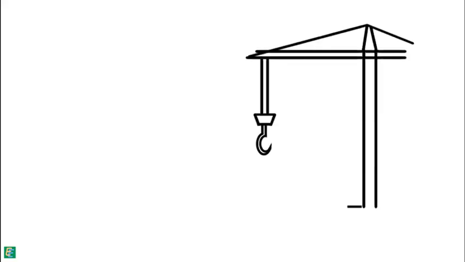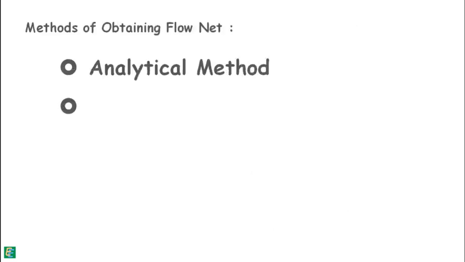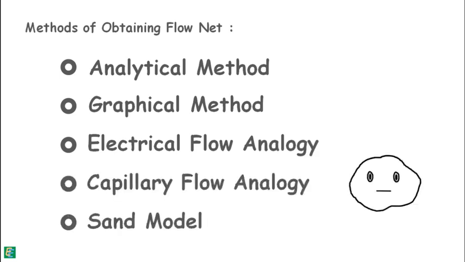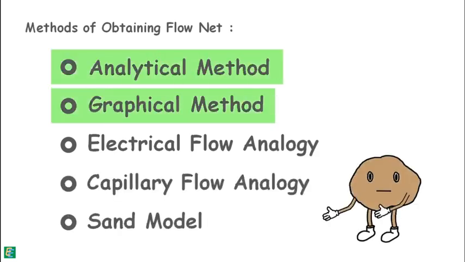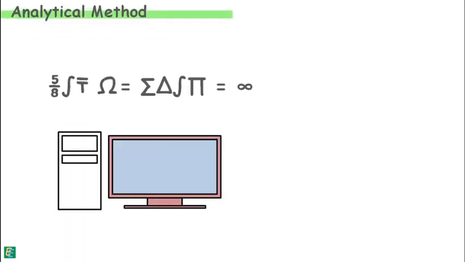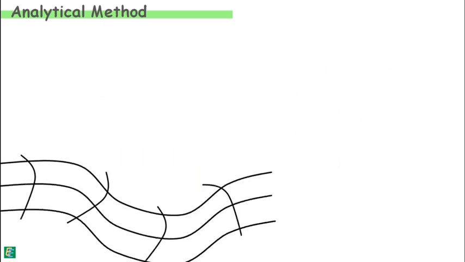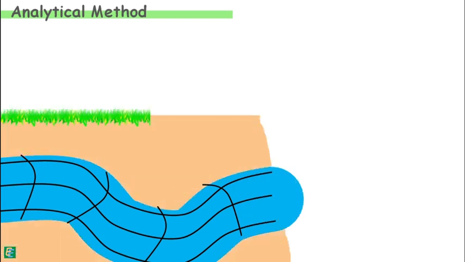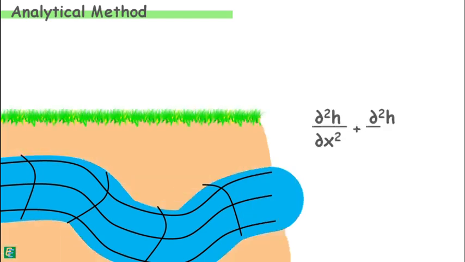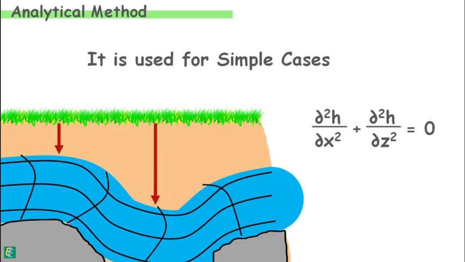Okay, then how do we construct a flow net for two-dimensional flow? Well, there are some methods for obtaining it. We will briefly discuss only these two methods. Analytical method requires a good understanding of mathematics and computers and particle accelerator. Analytical method of obtaining a flow net for a flow of water in a soil mass is a mathematical solution to an equation that is obtained from the flow conditions. It can be used in relatively simple cases of flow, where the boundary conditions are known and can be expressed in equations.